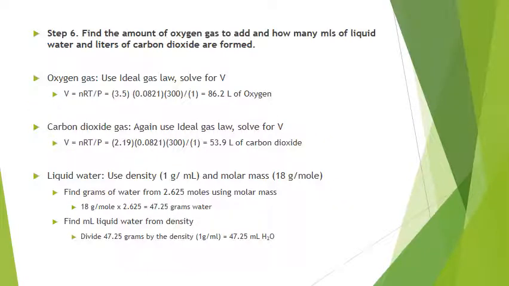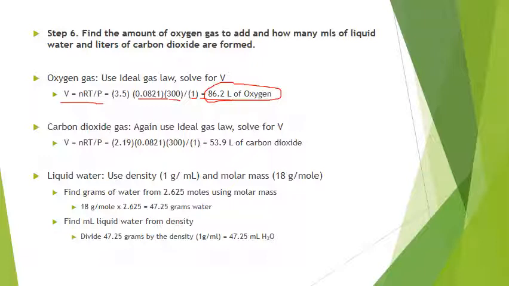Next thing you do is figure out the amounts of the states. For oxygen gas, use the ideal gas law and solve for volume. You have 3.5 moles, the universal gas constant, temperature and pressure. So you will need 86.2 liters to combust all of the pentane.